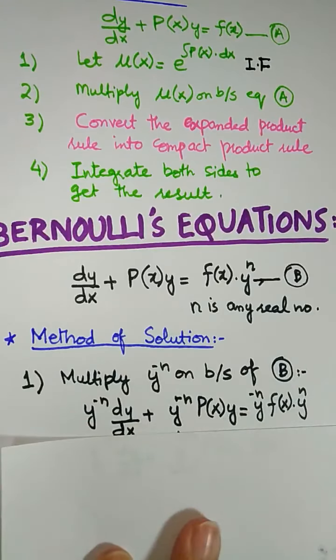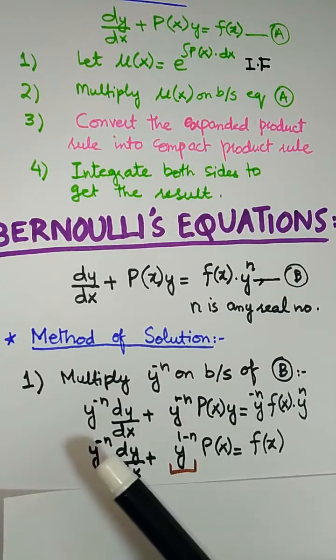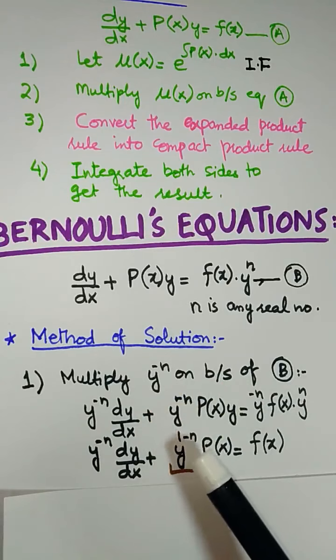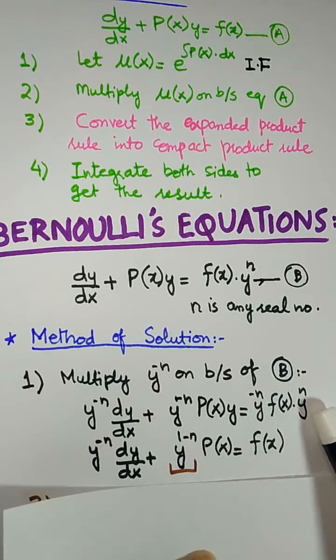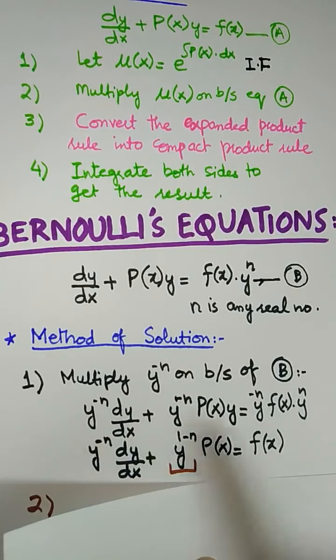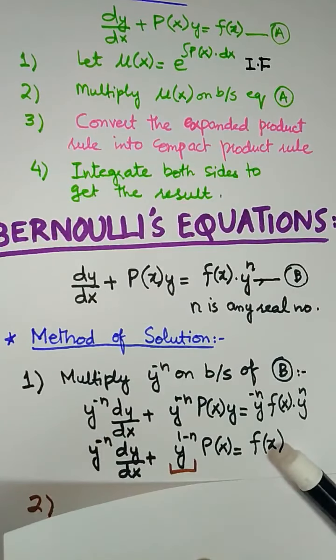Now we simplify because the base is same, so powers are added and subtracted. So it becomes y to the power minus n dy by dx. Bases are same, so here we can write y to the power minus n plus 1, so I am writing it like this, y to the power 1 minus n into p of x, and on the right side powers are added, so that becomes y to the power minus n plus n, and minus n plus n cancels each other, and that becomes y to the power 0, and anything that has the power 0 is 1, so it vanishes in the right hand side. So this is step number 1, and the equation has been converted into this form.